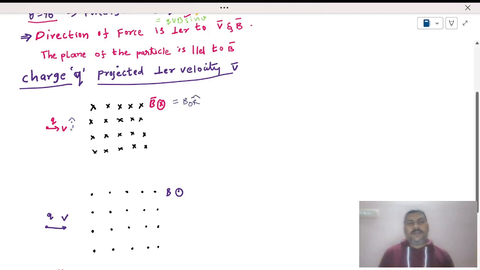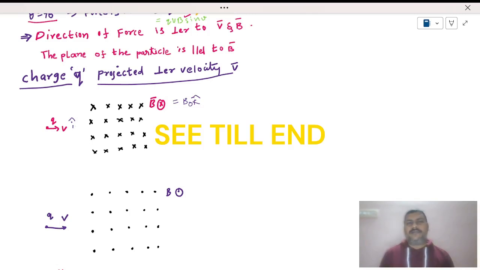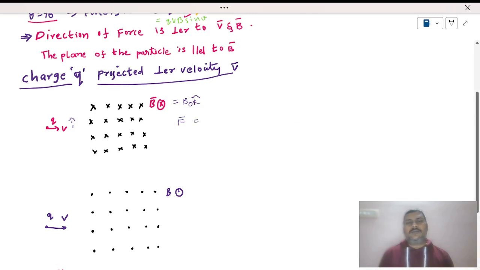So now when it is projected perpendicular, I and k are perpendicular, it experiences force. F is equal to Q V B naught into I cross K, because V bar cross B bar gives I cross K. So that is equal to Q V B naught I cross K. In cross product we already discussed K cross I is equal to J, but here I cross K is equal to minus J.